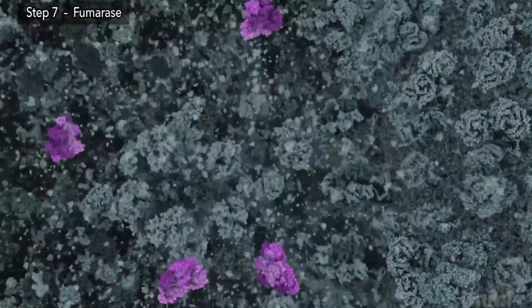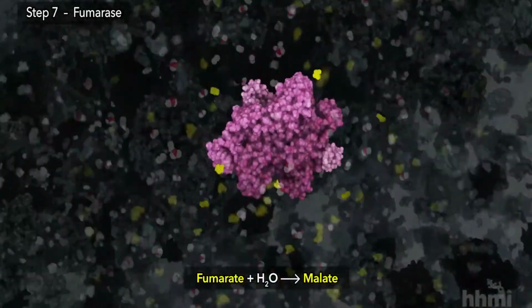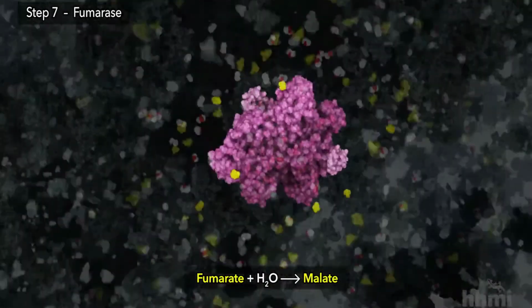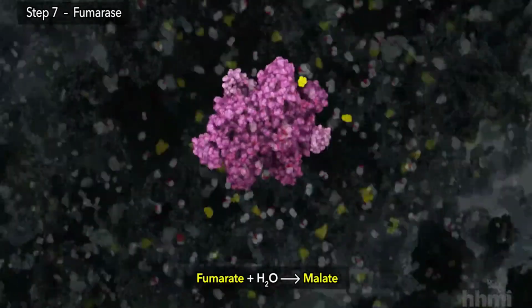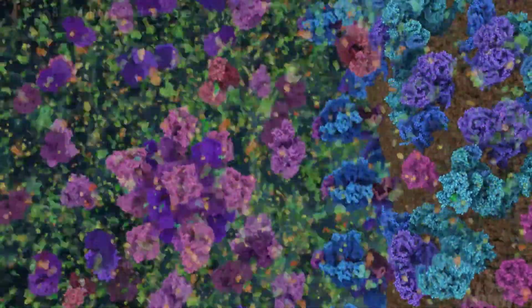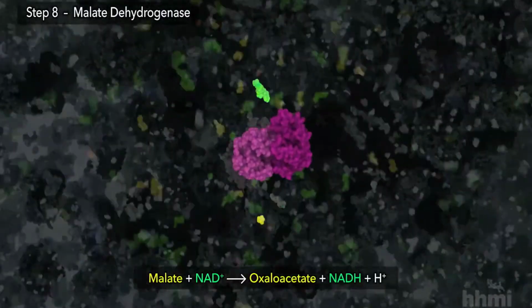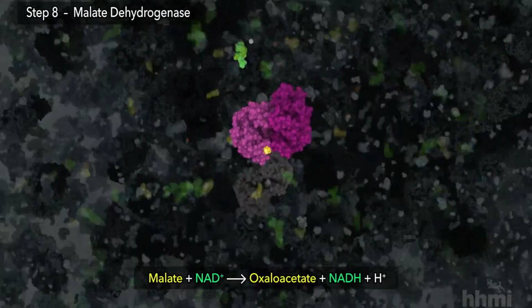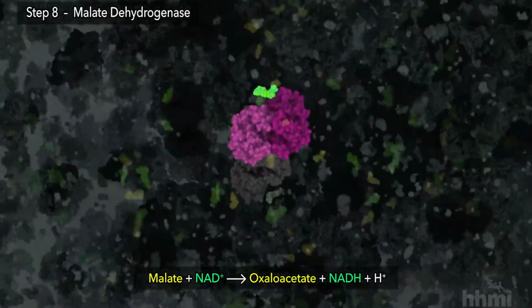Step 7 takes fumarate, generated by step 6, and reacts it with water to create 4-carbon malate. The final step of the citric acid cycle uses malate to regenerate oxaloacetate, transferring electrons to coenzyme NADH, which supplies the electron transport chain.